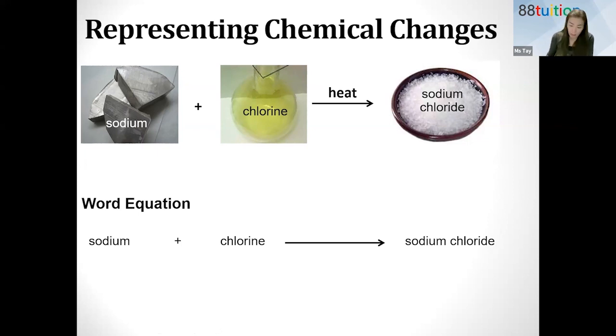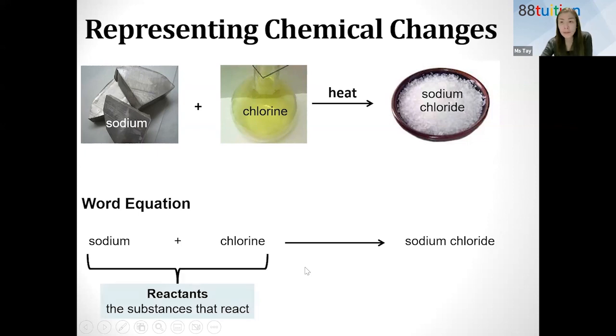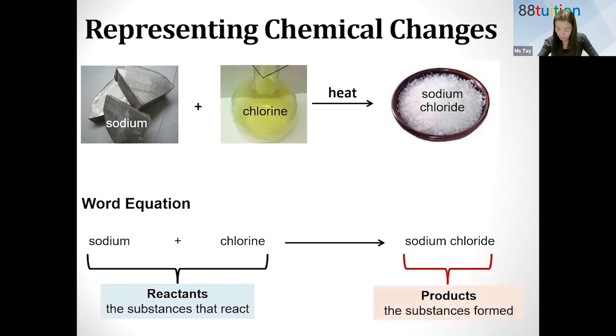Then another thing I want you to know: anything that's before the arrow, we call them the reactants. So these are the things that we put together, allow them to react. After the reaction, the arrow means form, products. So the products that are formed here will be found after the arrow. So reactants combine to form products. Important to know this.